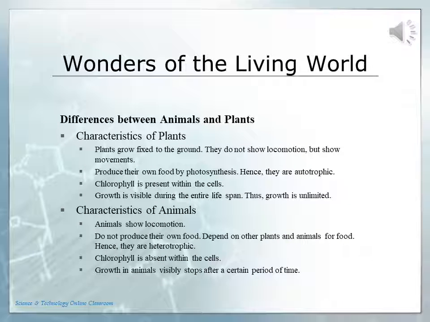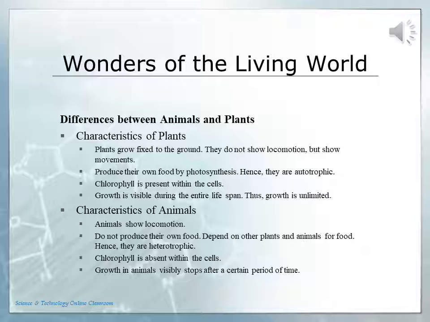Differences between animals and plants. Characteristics of plants. Plants grow fixed to the ground. They do not show locomotion, but show movements. Produce their own food by photosynthesis. Hence, they are autotrophic. Chlorophyll is present within the cells. Growth is visible during the entire lifespan.